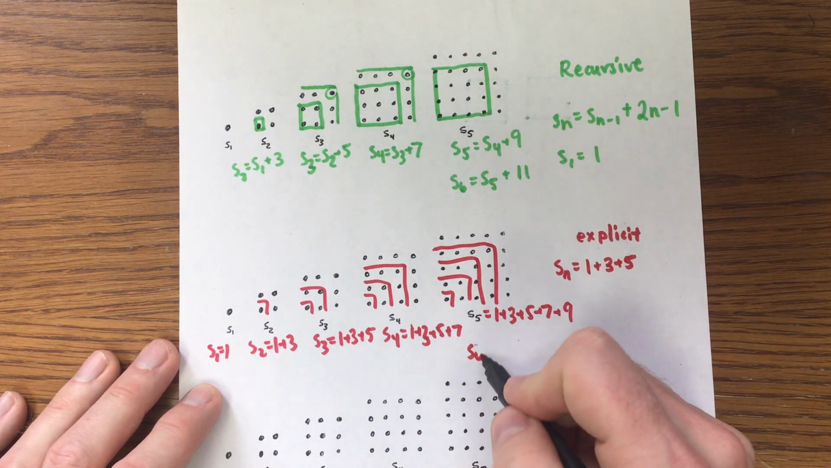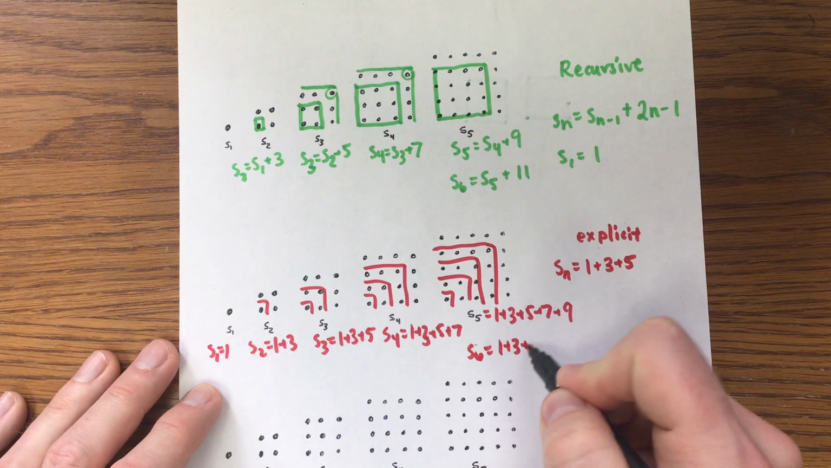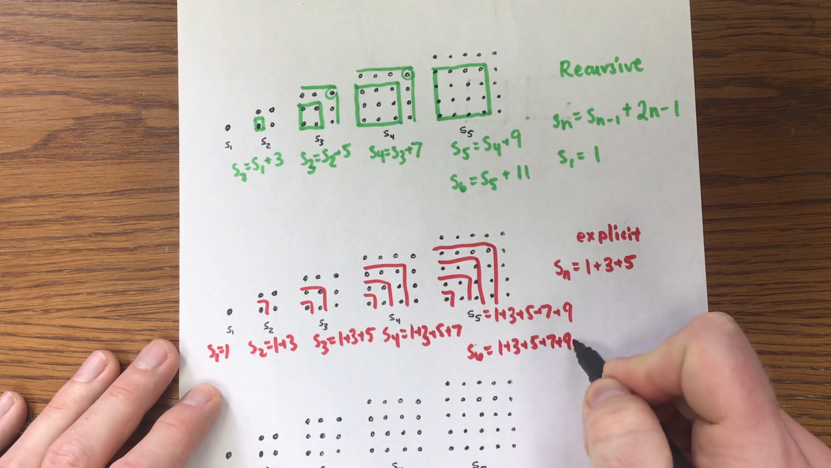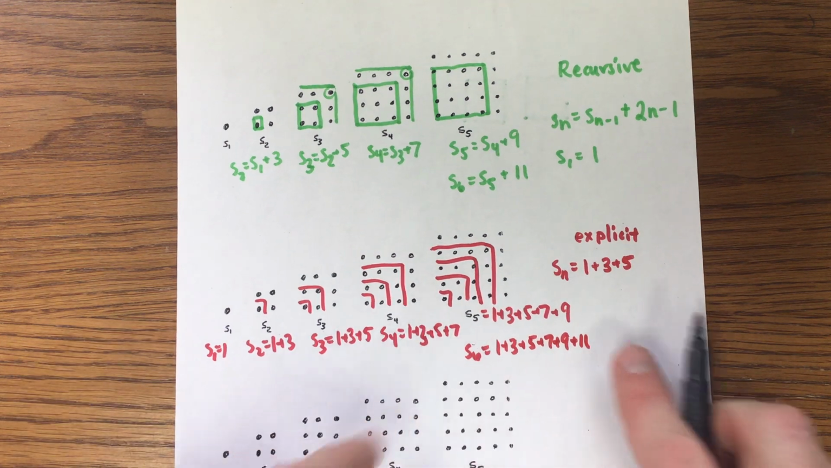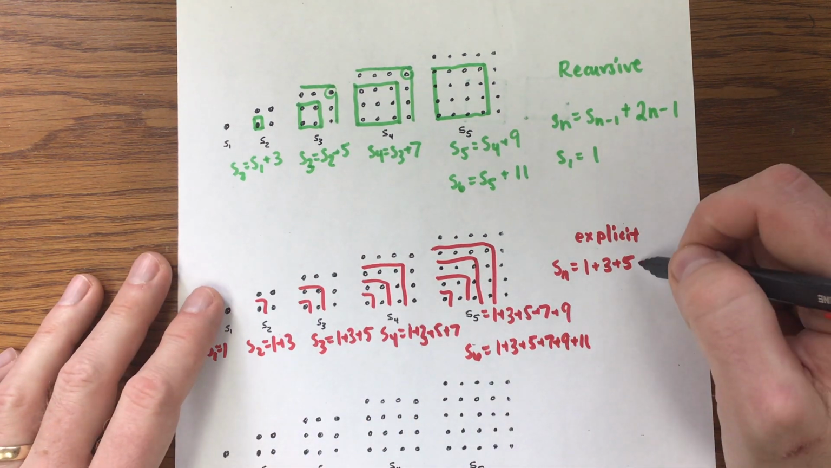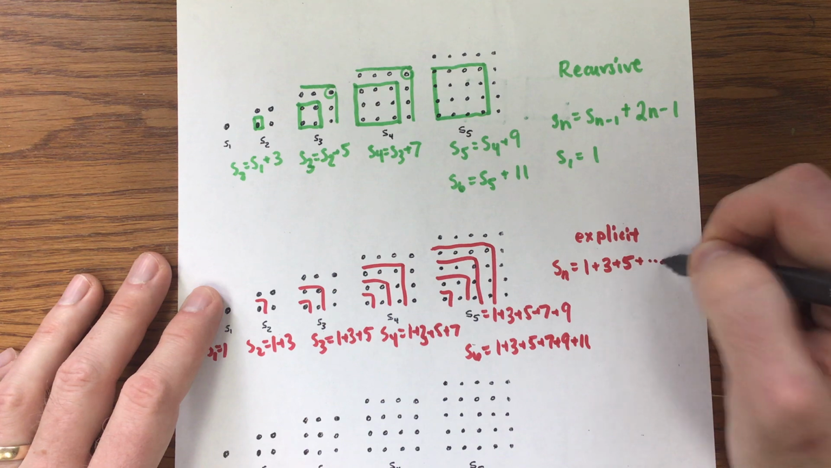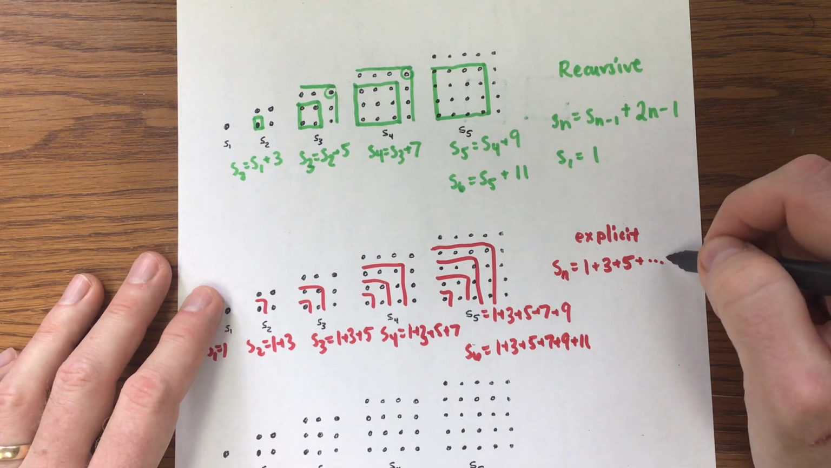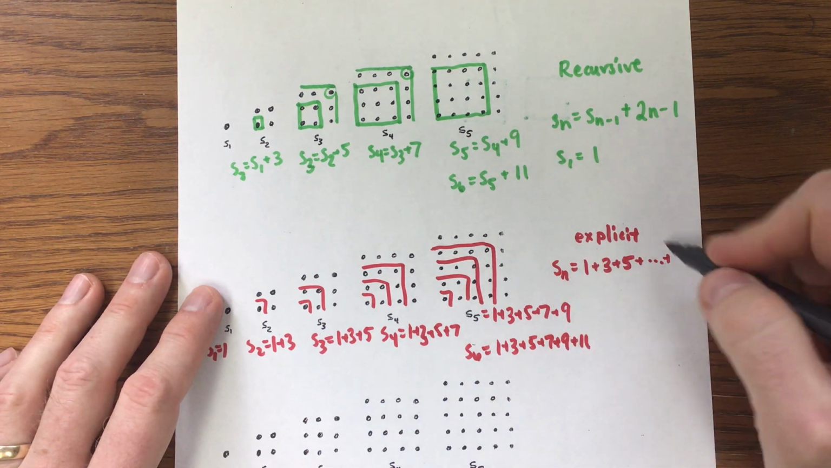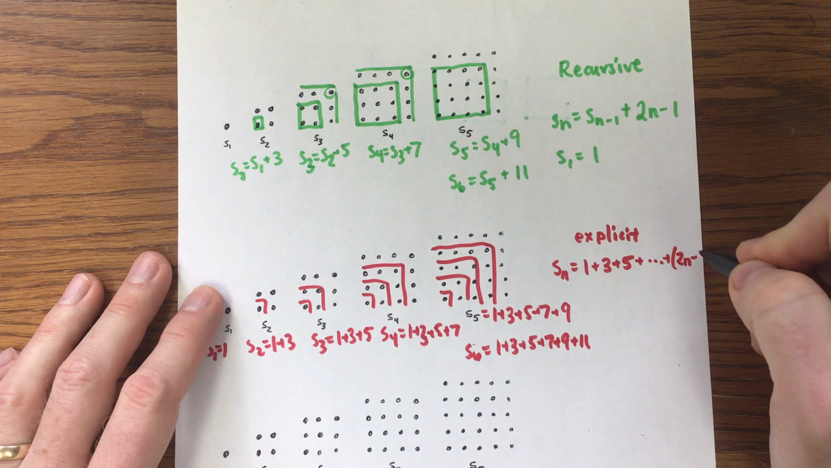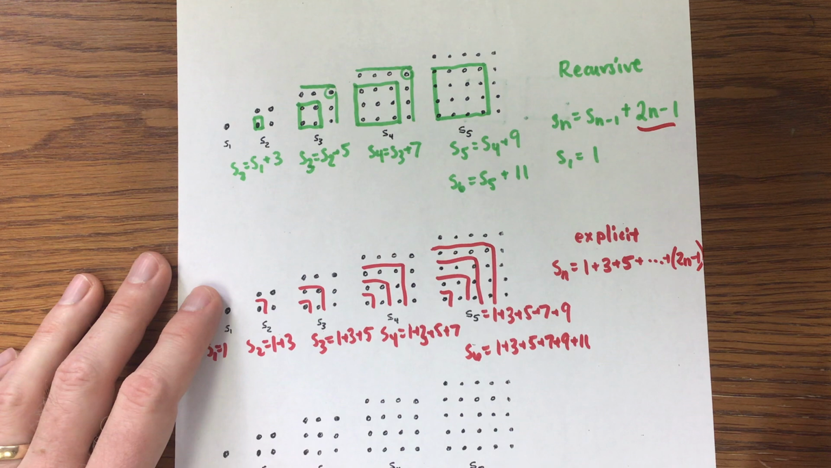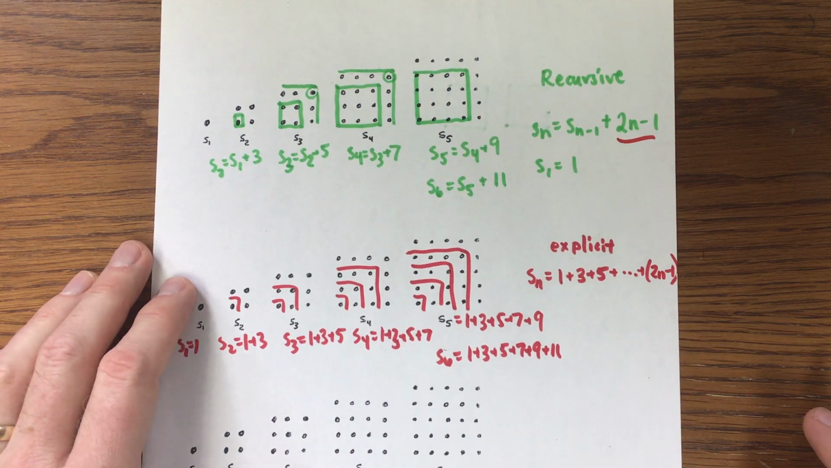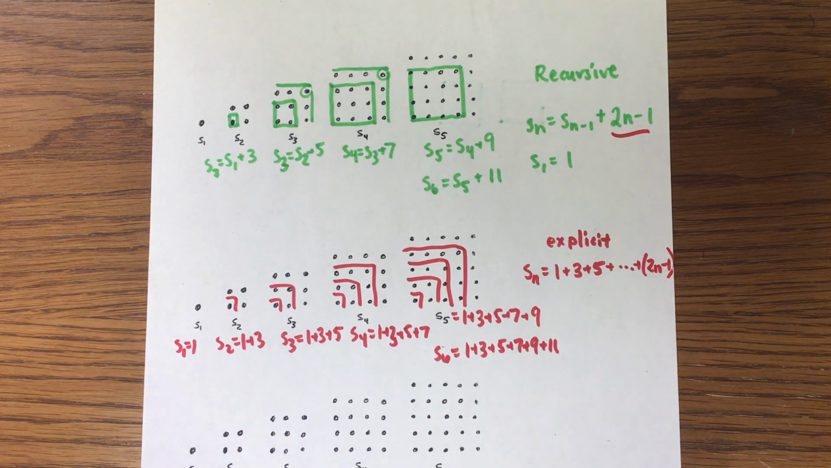So I think for like S6, I would do 1 plus 3 plus 5 plus 7 plus 9 plus 11. So I want to add up the first 6 odd numbers. How far do we need to go? Well, we need to go to the nth odd number, which happens to be 2n minus 1, the same thing we had up there. So that's an explicit formula, but not my favorite explicit formula.